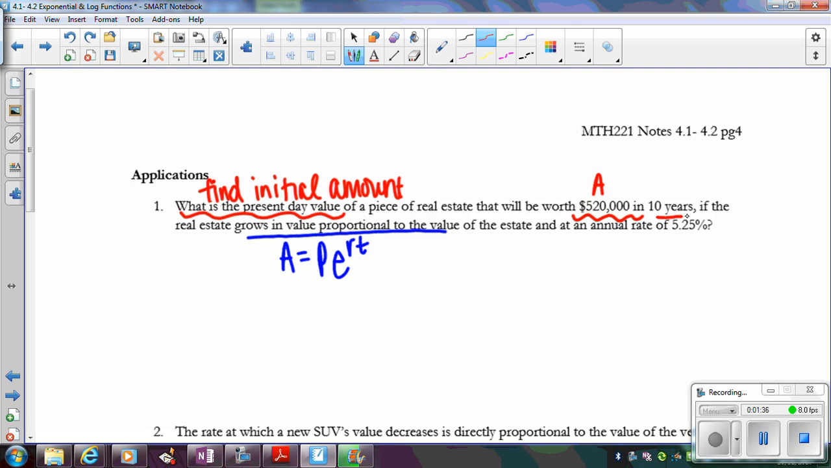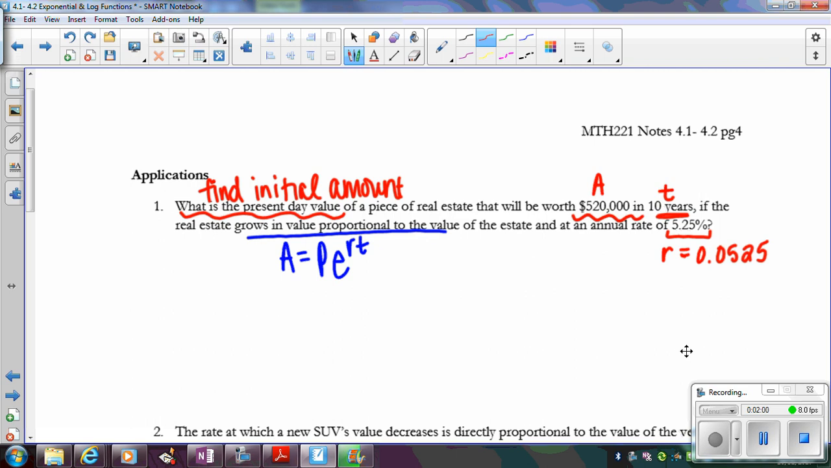Then our time period is 10 years, so that's going to be your time. And then the rate is going to be this 5.25%. But we're always going to write the decimal. So we're just going to move that decimal 2 places over because we don't want it as a percent. We want to convert that over to a decimal. So it'll be 0.0525, what we'll be plugging into the formula.